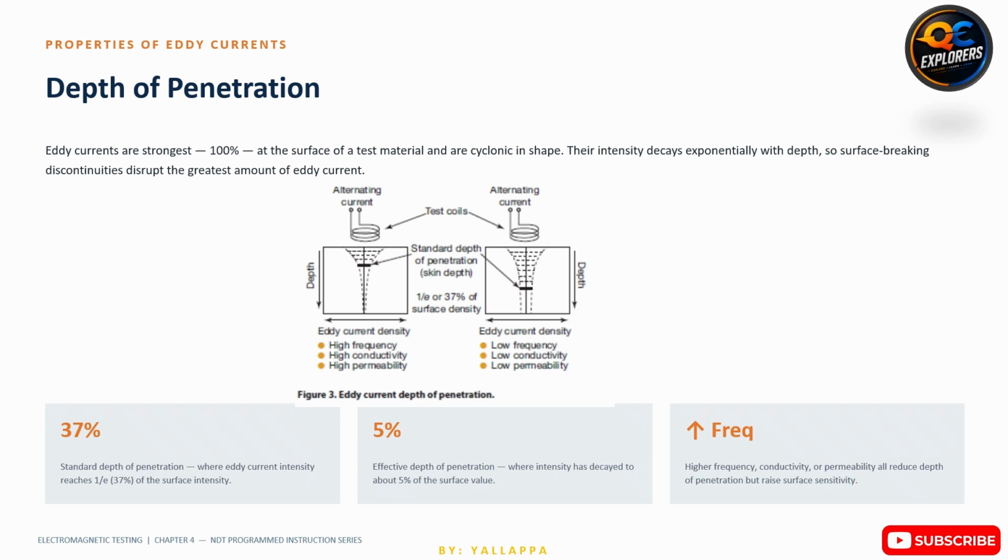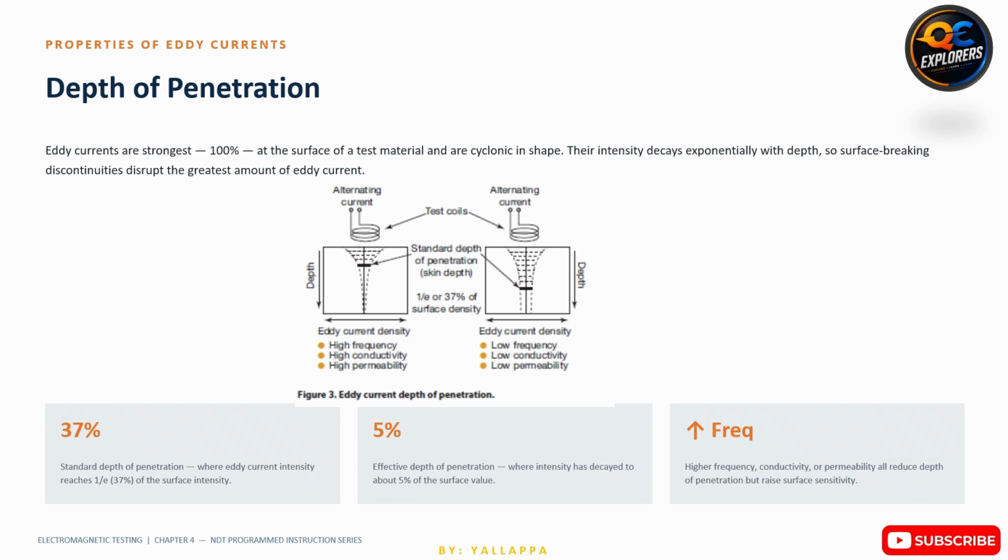The second is the effective depth of penetration, where the current strength has fallen to approximately 5% of its surface value. Beyond this depth, the eddy currents contribute very little to defect detection. The graphically decreasing current intensity explains why eddy current testing is exceptionally sensitive to surface-breaking and near-surface discontinuities, but is generally not suitable for detecting deep internal defects.